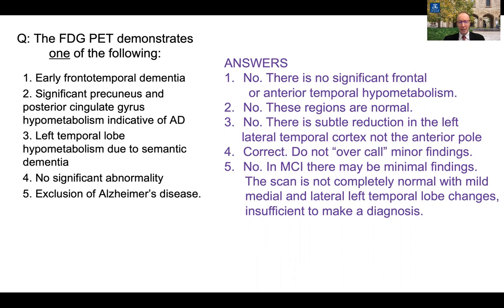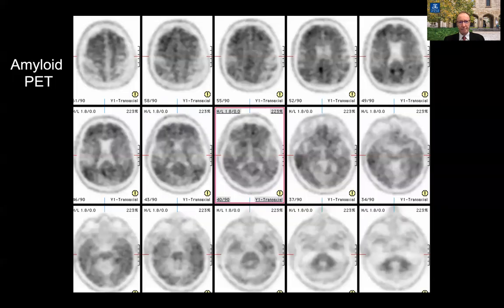Does it exclude Alzheimer's disease? No. In mild cognitive impairment, there may be minimal findings, and this scan is not completely normal. There are some subtle findings that I've pointed out in the medial temporal and the lateral left temporal lobe, even perhaps a hint of something going on in the posterior cingulate, but not sufficient to make a definite diagnosis based on the FDG PET scan. So you can't exclude AD in MCI, although you make it less likely. Now, this patient then went on and had an amyloid PET scan.